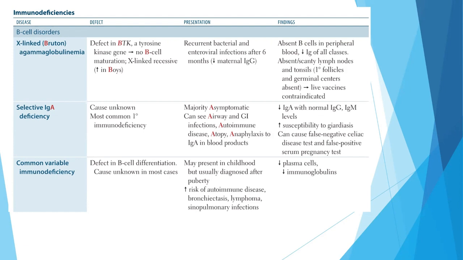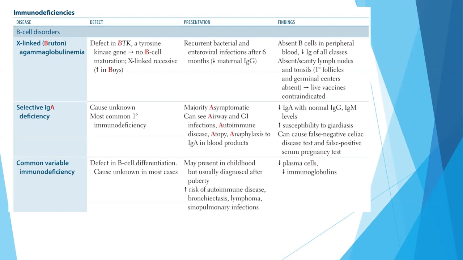Selective IgA deficiency: the cause is unknown, and it is the most common primary immunodeficiency. It is majorly asymptomatic. We can see airway and GI infections. It is associated with autoimmune disease, atopy, and anaphylaxis to IgA in blood products. That's why you need to give blood products with washed RBCs in patients with selective IgA deficiency. There is decreased IgA with normal levels of other antibodies, and there is increased susceptibility to giardiasis in these patients.